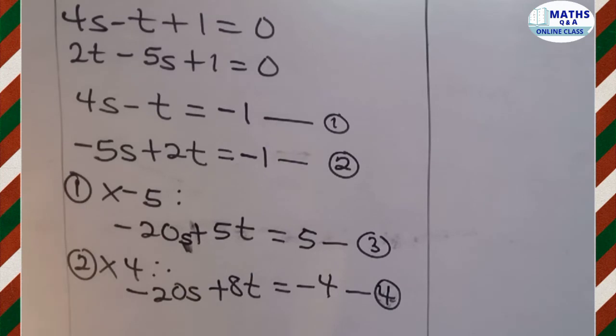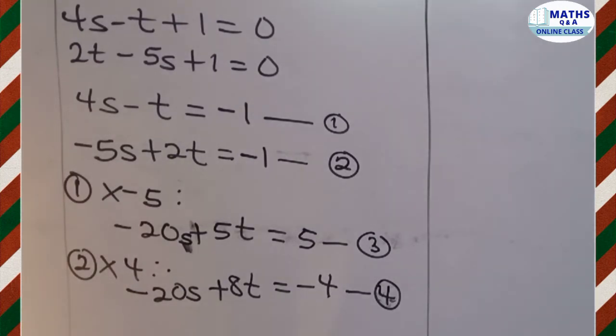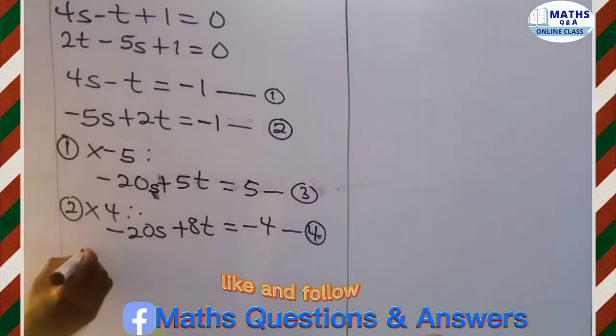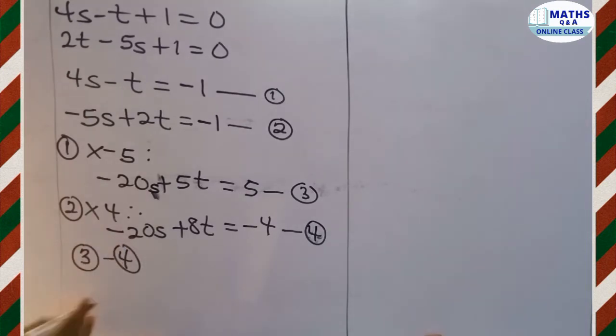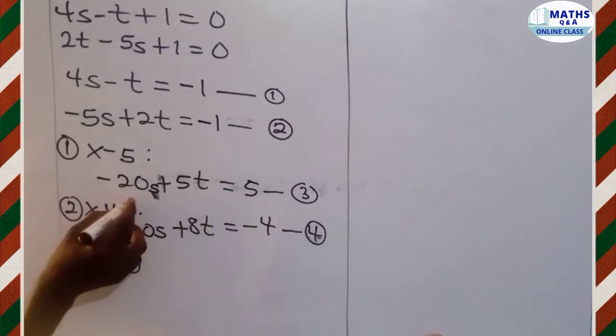So what the rule says is that if the coefficient of the value you want to eliminate from the two equations are the same, then you subtract. But if they are exact opposite, then you add. In this case, they are the same, so we subtract. So we can subtract equation 4 from equation 3, right? So we take equation 4, we subtract it from equation 3.